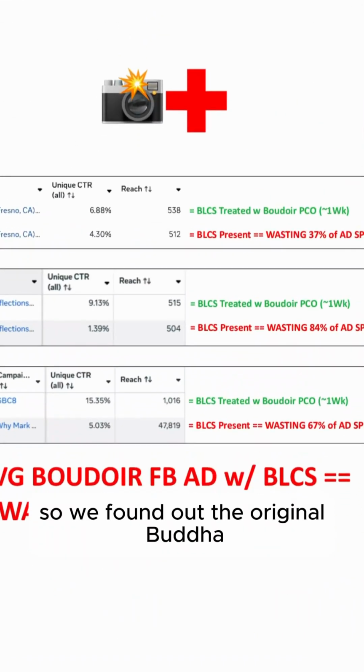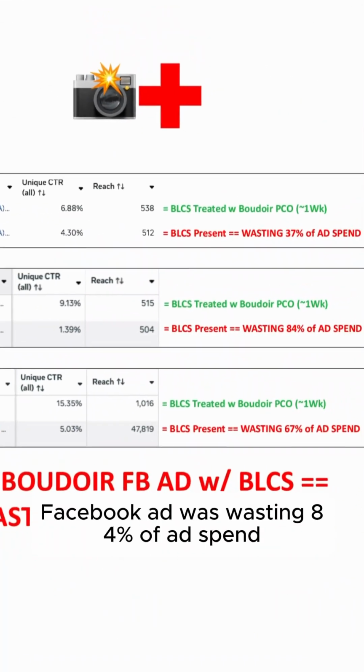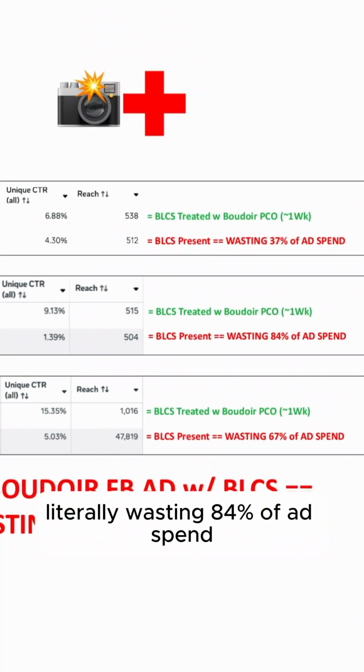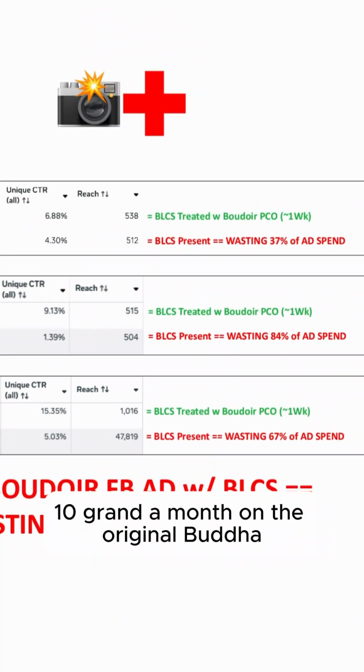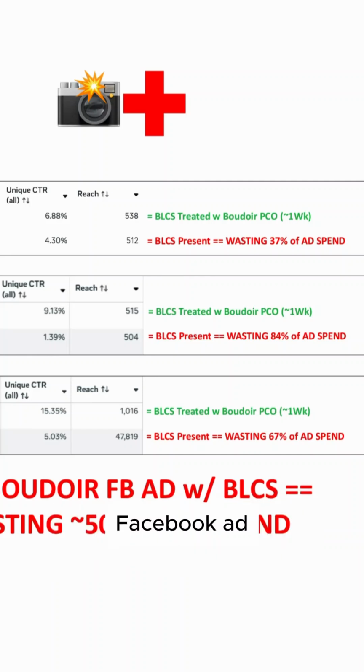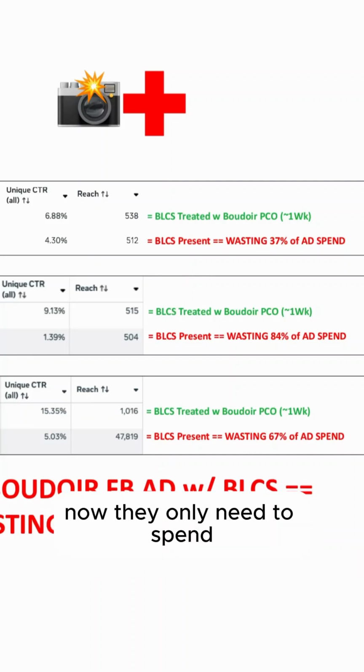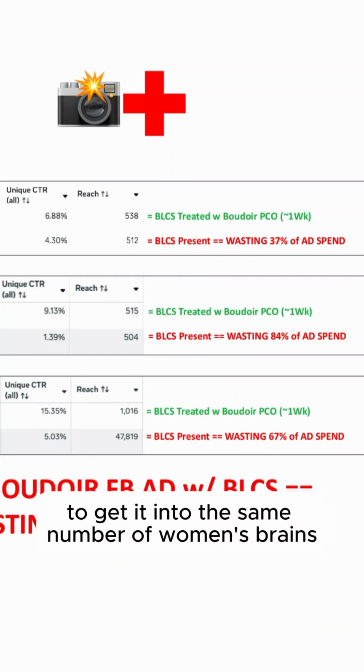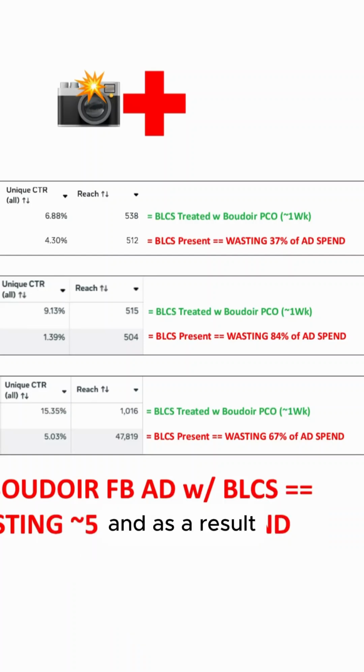So we found that the original Boudoir Facebook ad was wasting 84% of ad spend, literally wasting 84% of ad spend. So they're spending 10 grand a month on the original Boudoir Facebook ad. Now they only need to spend 1.6 grand a month on the Boudoir Pico treated ad to get it into the same number of women's brains.